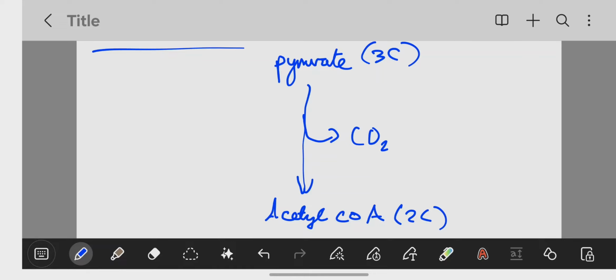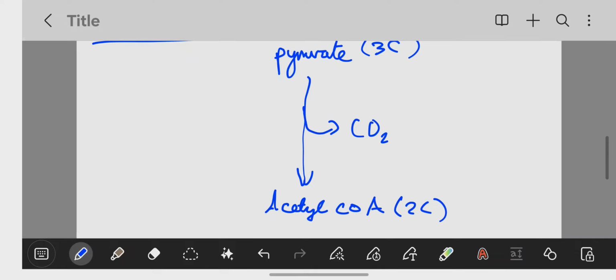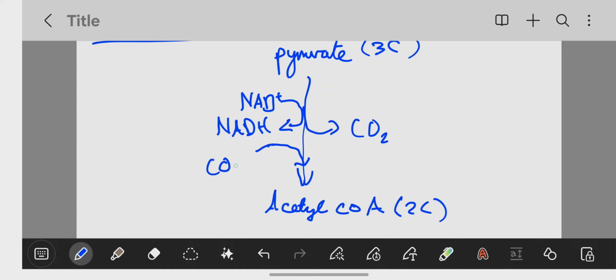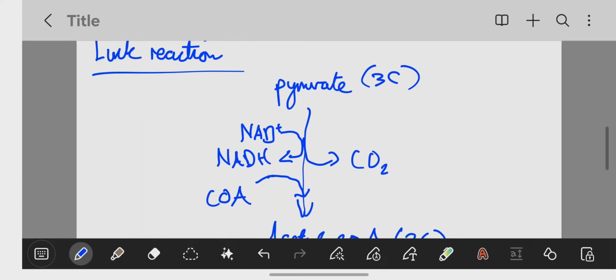But also, for this reaction to take place, we have another molecule of NAD+ that gets reduced into reduced NAD. And to form acetyl CoA, you're going to have to add a coenzyme called coenzyme A. I'm just going to call it CoA, but remember this is coenzyme A, and in the exams I suggest writing it as coenzyme A. So yeah, this is the link reaction.